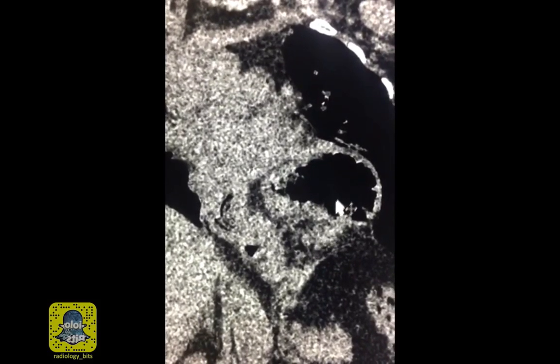Let's continue with the stomach. You have the gastric body all the way to the antrum, which then goes all the way down again to meet the duodenum.